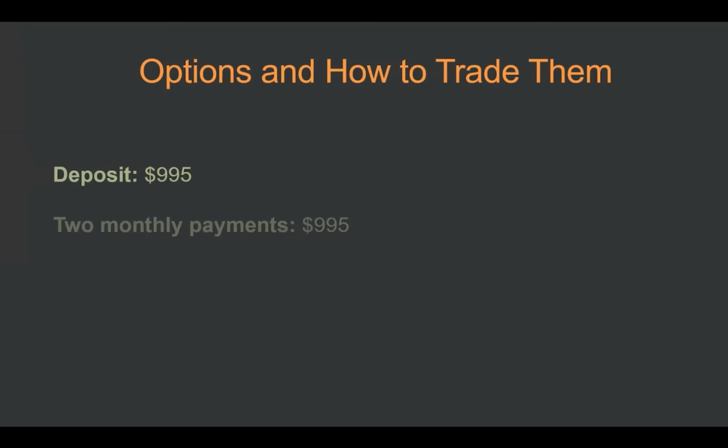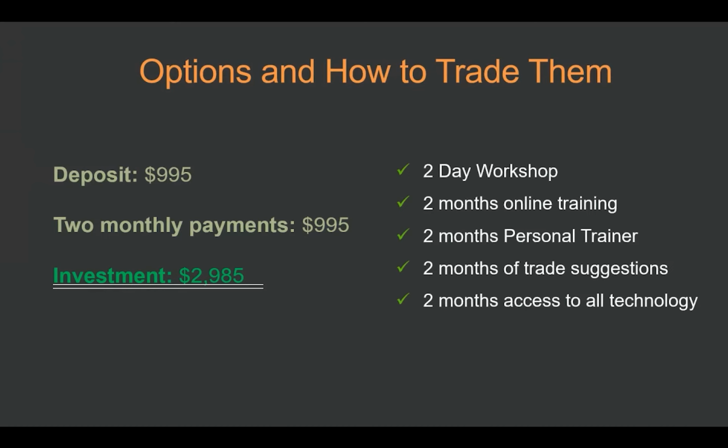And then there's 2 monthly payments of $995. So the total investment of the program is $2,985. What that does is it gives you access to the 2-day workshop where you learn exactly how to trade options, learn all the different strategies that we use as professional traders to trade different market conditions. We'll teach you portfolio strategies as well, so that you can use them in conjunction with your shares to potentially increase the yield on your portfolio, or even use them to purchase and sell stock at better prices.